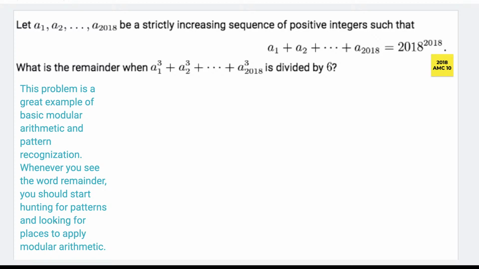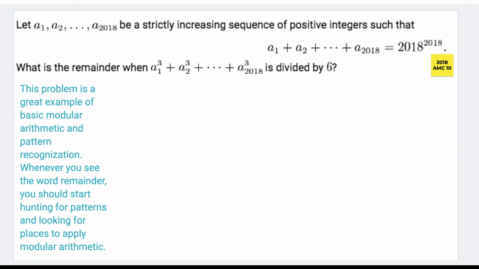In this problem it states: let a1, a2, a3, all the way to a2018 be a strictly increasing sequence of positive integers, such that a1 plus a2 plus a3 plus all the way to a2018 equals 2018 to the power of 2018. Now it's asking us to find the remainder of a1 cubed plus a2 cubed plus a3 cubed plus a4 cubed all the way to a2018 cubed, divided by 6.